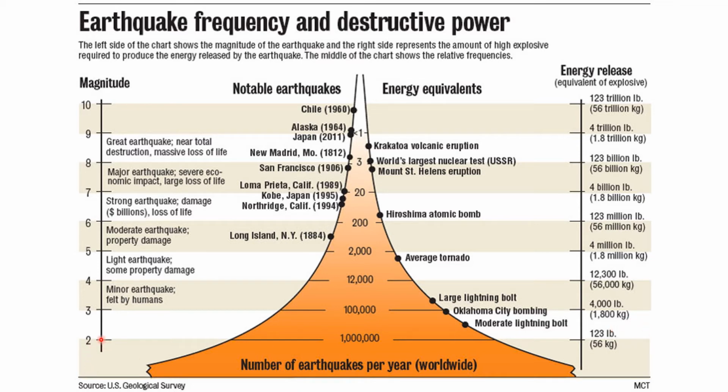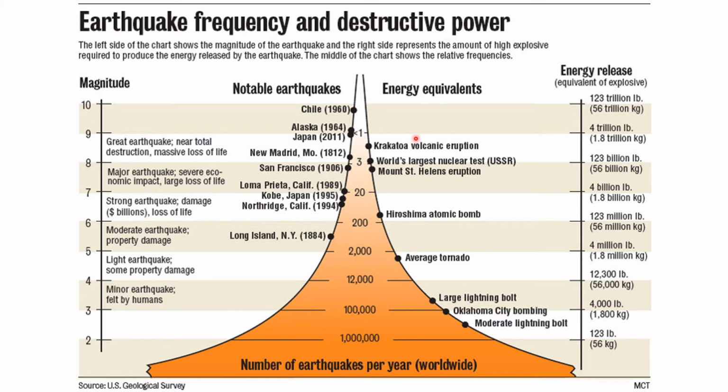So for example, the amount of energy in magnitude 3 is 32 times higher than that of magnitude 2 earthquake. So si magnitude 4 naman is 32 times higher than magnitude 3 and 32 times higher than magnitude 2. So, ganon. So, exponential yung increase ng energy natin sa ating Richter scale.